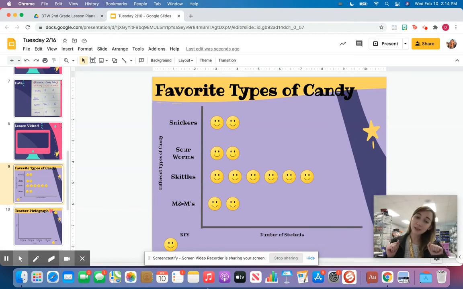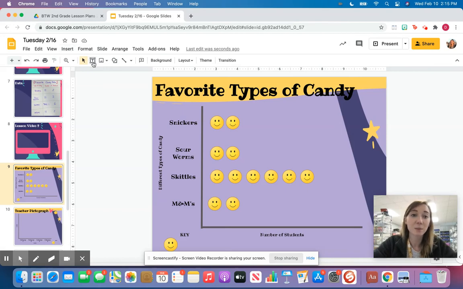But I'm not quite done. I almost forgot. What do y'all see down here? What word is that? I know it's really tiny. It says key. So we need to decide each one of these smiley faces, what does that represent? Is that 5 students that chose Snickers for each smiley face? Because that'd be 5, 10. Did 10 people choose Snickers? No, just 2. So each smiley face represents how many students?